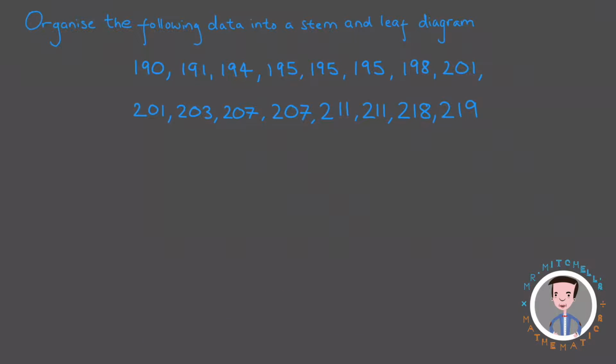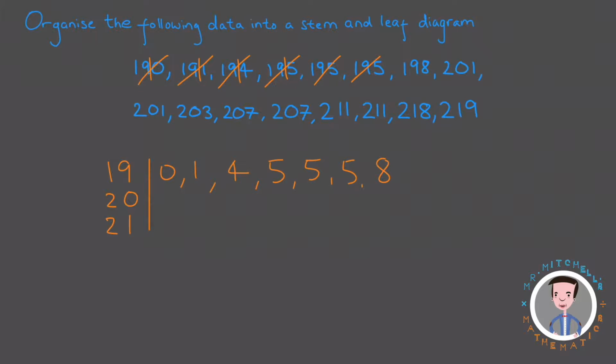Great, so the first thing that we need to do is detach the units. If we detach the units, we start to see that we've got 3 stems. These are 19 tens, 20 tens, and 21 tens. And then we should draw a line like that. Next, we need to enter our leaves onto the stems. So I have 190, 191, 194, 195, 195, 195, and 198. I have therefore entered all of my leaves for the 19 stem.